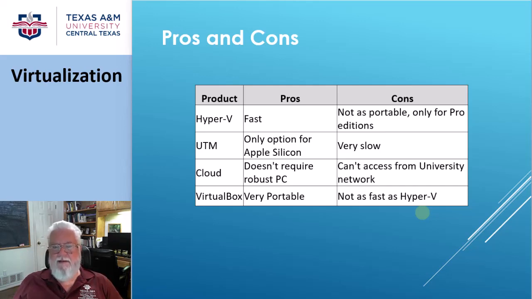I mean, well, noticeably slow. You move the cursor across the screen and click on something, you go, did I click on it? And then poof, it'll start to launch. It's like, wow. Cloud, great. Doesn't require a very robust machine. The only problem is you can't get there from the university. Well, that sucks. So which leaves us to VirtualBox.